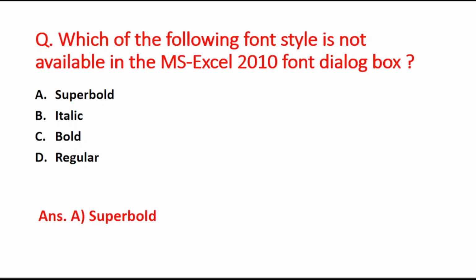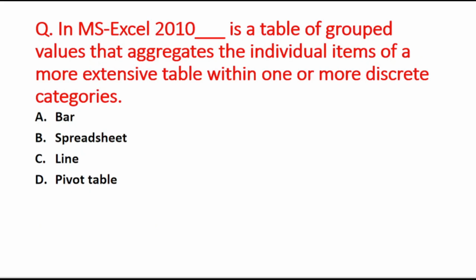Next question is, in MS Excel 2010, blank is a table of grouped values that aggregates the individual items of a more extensive table within one or more discrete categories. Your A option is bar, B option is spreadsheet, C option is line, and D option is pivot table. So right answer is option D, that is pivot table.